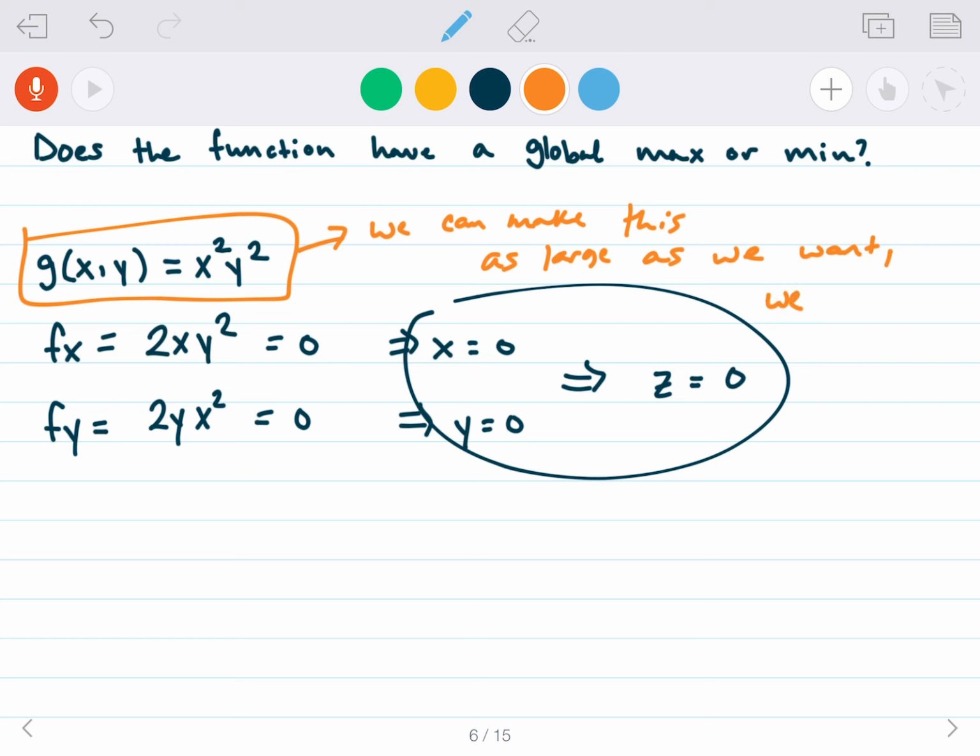However, we can't make this as small as we want. Think about why that's true. Why can't we make this arbitrarily small? We can't ever have a product of two squares that gives us a negative number. That's the idea here. That's why this thing is bounded by 0, by the origin.